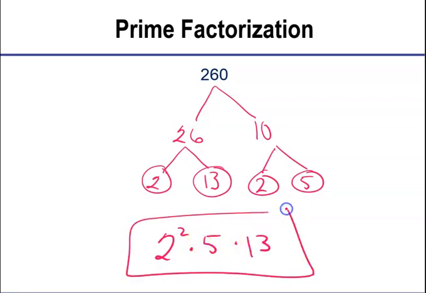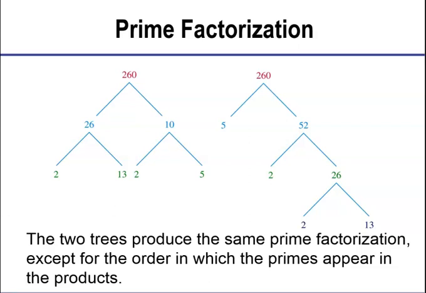Again, how do you check yourself? Hey, just multiply it back out. 2 squared is 4. 4 times 5 is 20. 20 times 13 is 260. Now here we go, pointing out that there's more than one way to get the prime factorization. On the other hand, the result is the same every time. So it's okay if you and your buddy get there 2 different ways. Notice both of these have 2 2's, a 5, and a 13.